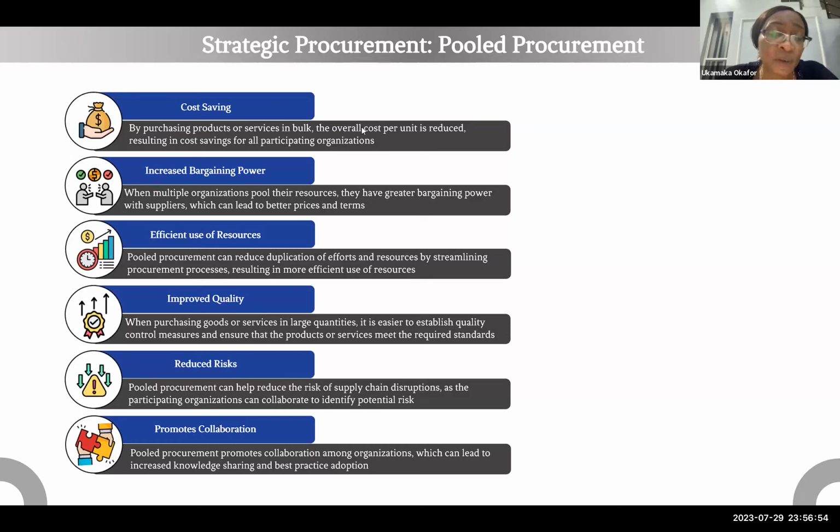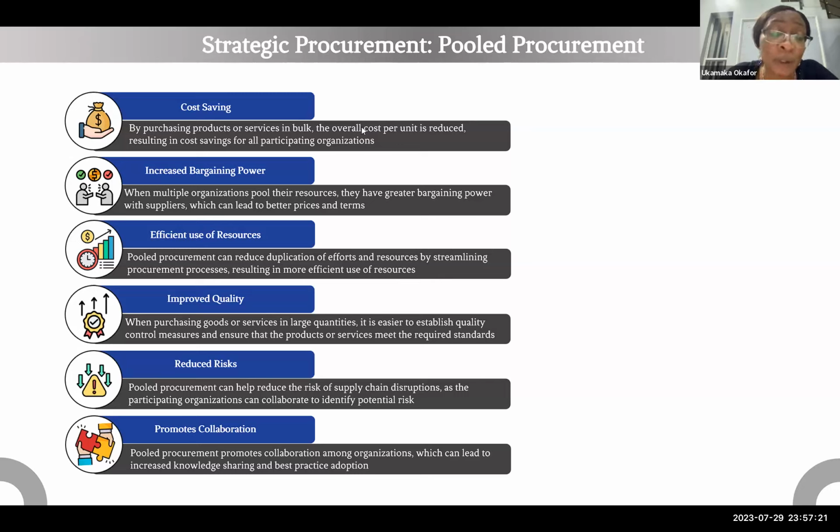There's also efficient use of resources, because the resources are put together, and all the logistics costs, even the human resource cost, are reduced. There's also improved quality, because when purchasing goods or services in large quantities, it's easier to establish quality control measures and ensure that the products or services meet the required standard.